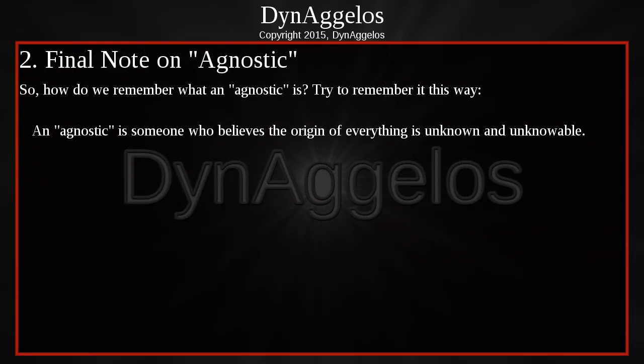Final note on agnostic. So, how do we remember what an agnostic is? Try to remember it this way. An agnostic is someone who believes the origin of everything is unknown and unknowable.